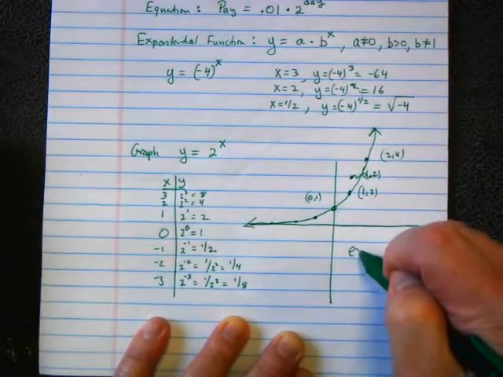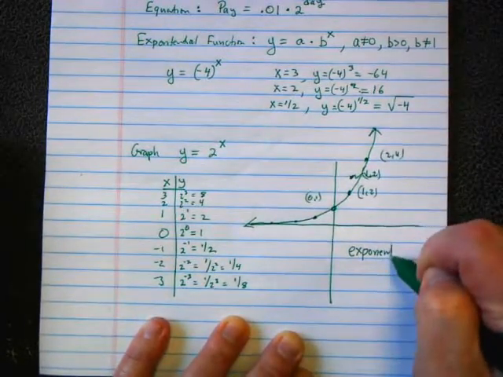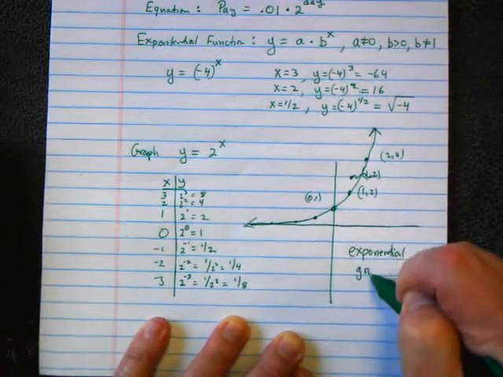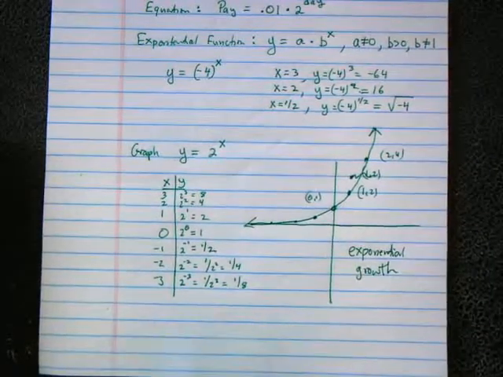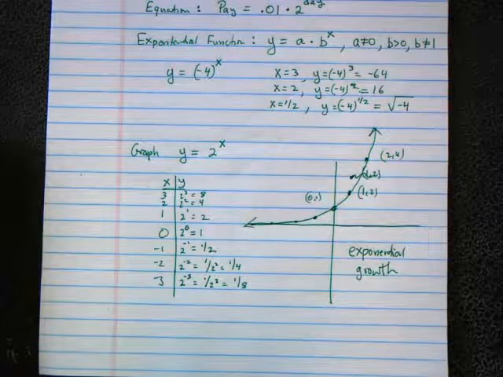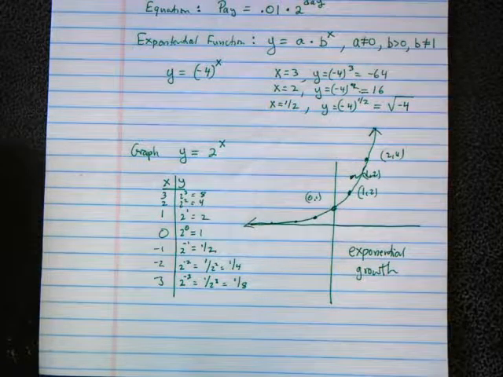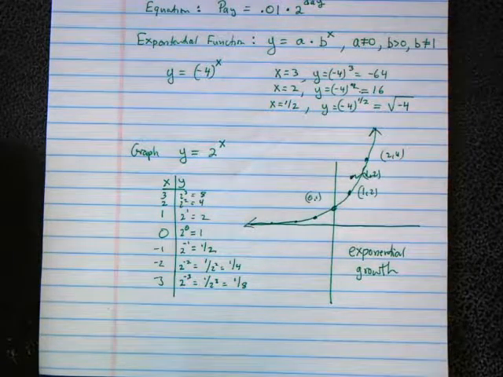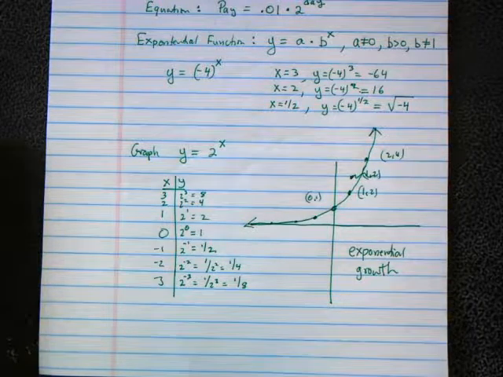This kind of graph is called exponential growth. That's what you hope your bank account looks like. You hope your bank account does that and grows really, really fast, if you choose option number 2.